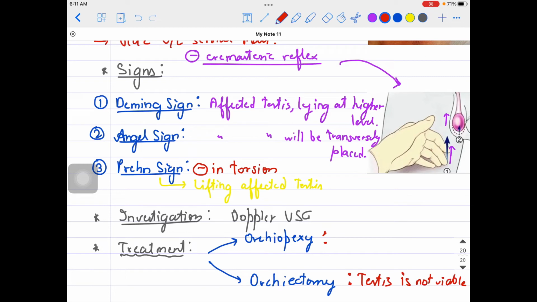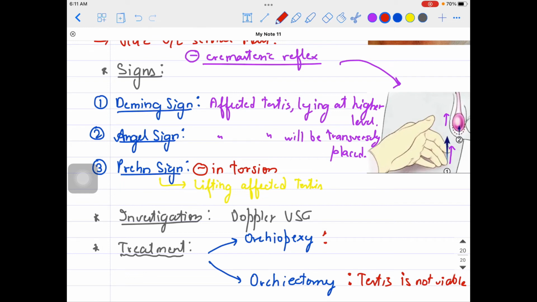And the prognosis depends on the time. Basically, time is very crucial in these cases. For example, if the surgical exploration was done before 6 hours, then the prognosis is very favorable. We can save the complete testis.